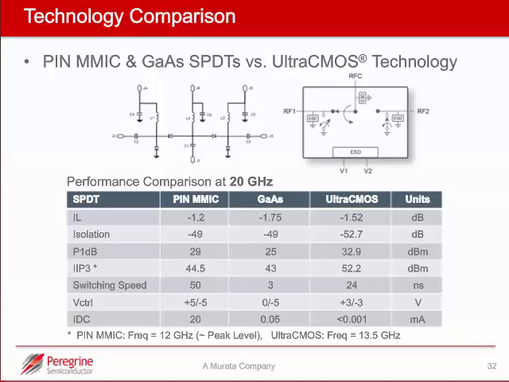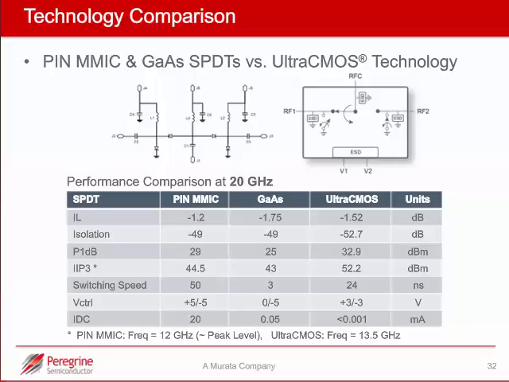On isolation we were consistently a good 2 to 3 dB above, even almost 4 dB above the other offerings. And then P1dB is a good 3 dB above the pin mimic, and then the GaAs is about 7 dB off. And then the significant difference is in the IP3, where we're well above 52 dBm at 13 gigahertz, and then for the pin mimic, we're measured at the 12 gigahertz, where it seemed to peak in the published data. It's about 44 dBm.